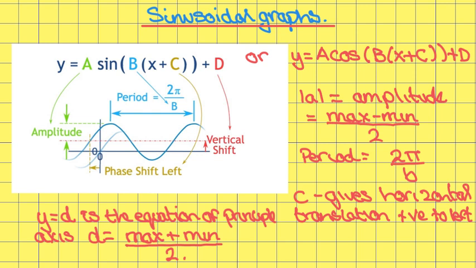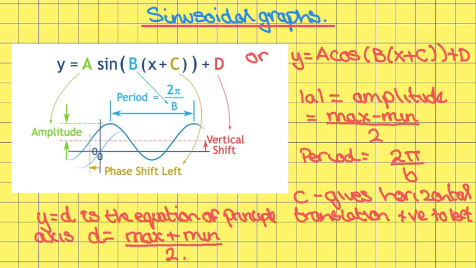And d is the equation of the principal axis. If you move a graph vertically, positively or negatively, the axis used to be right in the middle, halfway between the maximum and the minimum. But if you move it by d units, the principal axis either moves up or down, and you can find the new principal axis using the formula maximum plus minimum divided by 2.